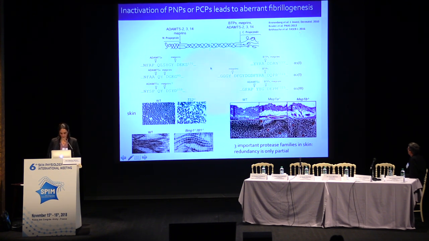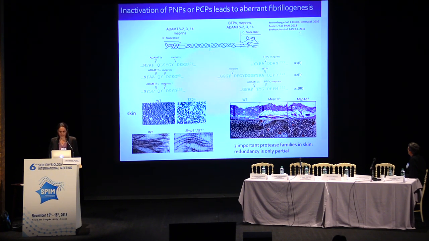So, for example, in the ADAMTS2 knockout mice, the fibrils are short and they have this very strange morphology that you can see on the picture. In the BTP knockout, there are very few fibers and they have this barbed wire appearance. And in the meprin knockout, the thickness of the dermis is strongly affected and reduced, and also the fibers are less dense and tightly packed. So very clearly, the three families are very important in skin, and redundancy is only partial. One enzyme cannot compensate for the loss of another enzyme.